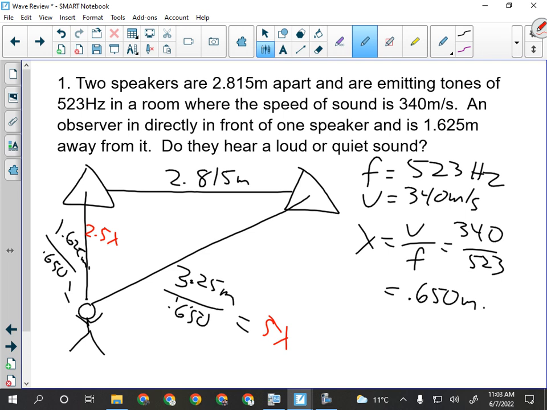Okay, loud or quiet? Quiet, okay? When I subtract these two, I go 5 minus 2.5, I get 2.5 wavelengths difference. That means they arrive out of phase. One arrives as a crest, one arrives as a trough, and they interfere destructively, and I hear a quiet sound. Okay, everybody all right with that one?